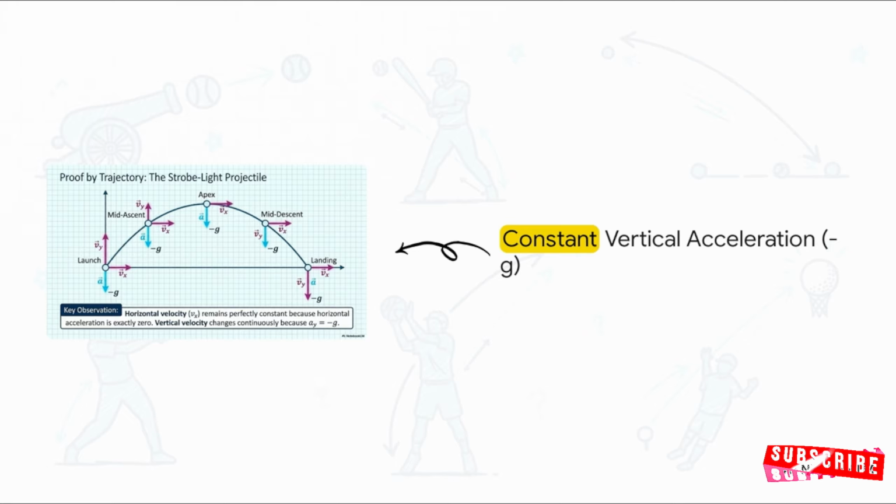It never changes length, and it never changes direction. It is constantly pointing straight downward at -g, which is the pull of gravity, for the entire flight. Even when the vertical velocity is sitting at 0 at the apex, gravity is still relentlessly pulling perfectly downward. The acceleration is constant from the millisecond it leaves your hand to the second it hits the dirt.